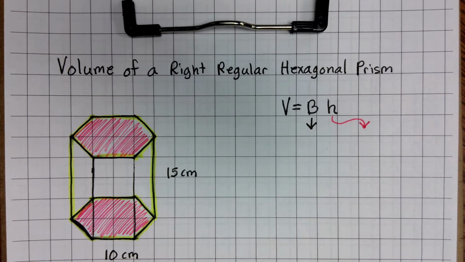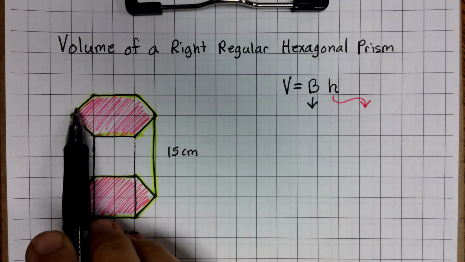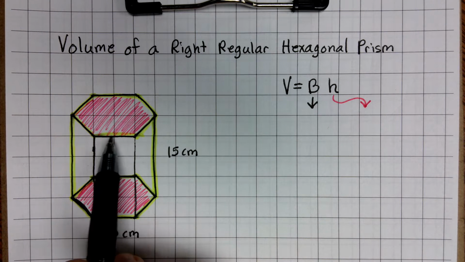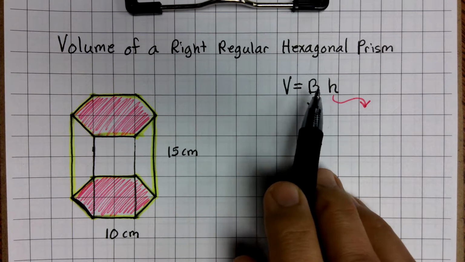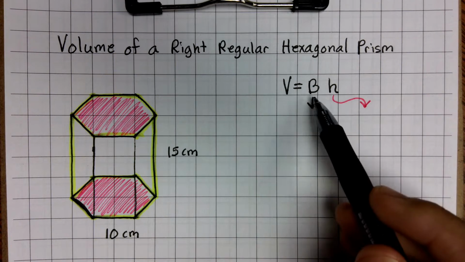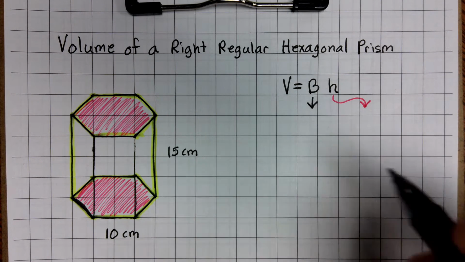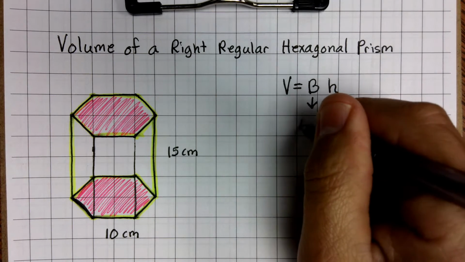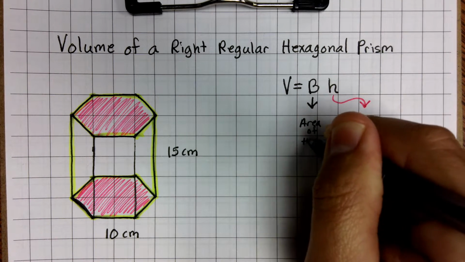In this video, we're going to be looking at how to find the volume of a right regular hexagonal prism. Now this is a hexagon because notice it has 6 sides on the base. So we're going to be using that same volume formula, but it's just big B that really changes. Each time that you're doing volume for a lot of these prisms, it's the big B that changes because that represents the area of the base.